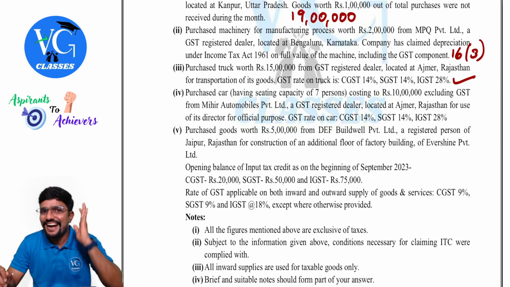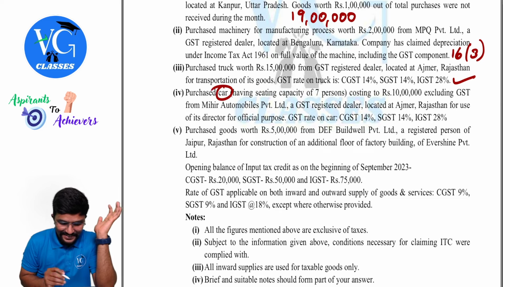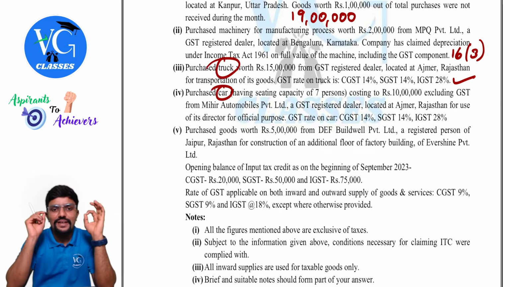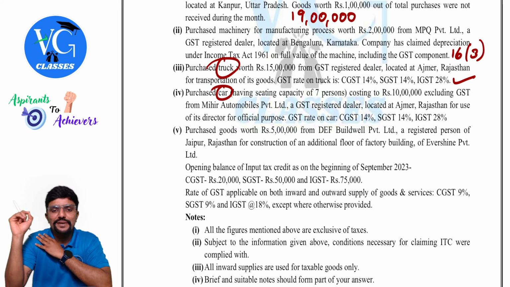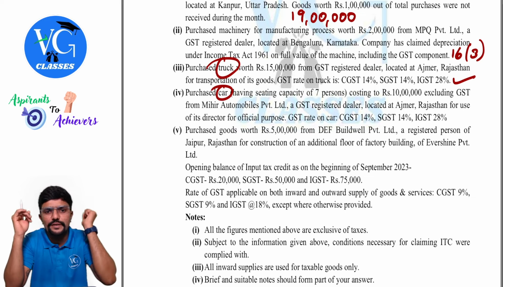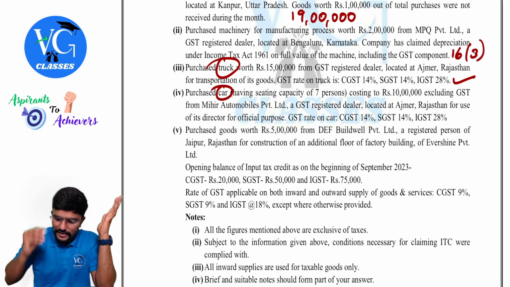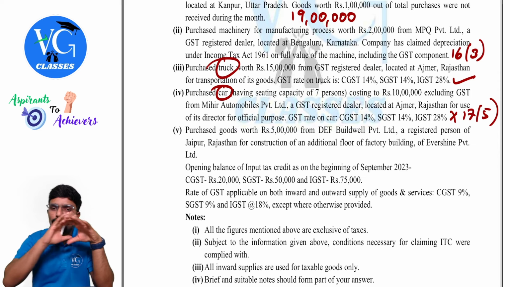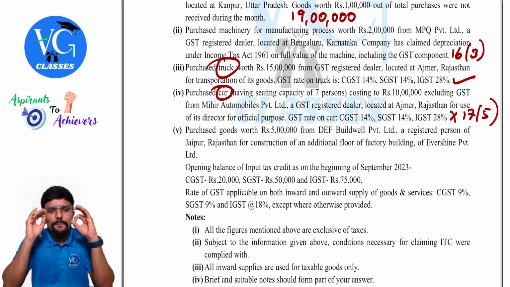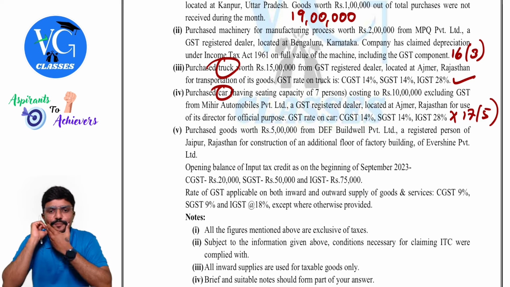Next, purchased car. Now, car is the keyword here. Okay, here it was truck, now it is car. Having a seating capacity of less than 13, guys. Costing 10 lakh, excluding GST, from Mihir Automobiles Private Limited, a GST registered dealer located at Ajmer, Rajasthan, for use of its director for official purpose. Sir, used for business, no credit, blocked. GST rate on car, can we claim the credit, guys? No. So as per section 17(5), credit is blocked.